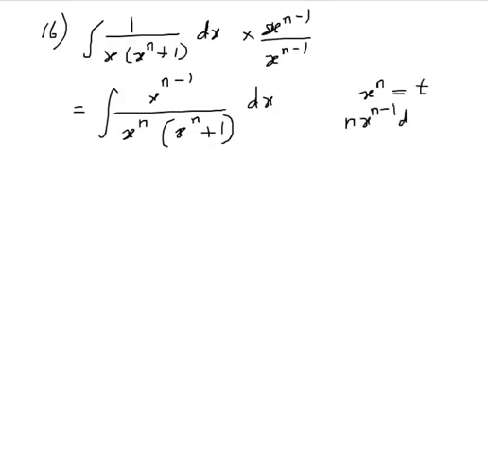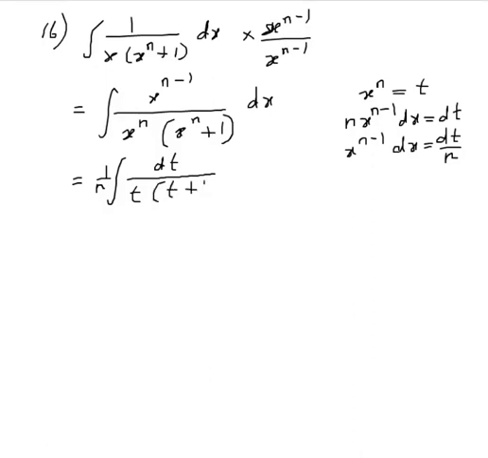Differentiate both sides. x power n minus 1 dx becomes dt by n. Therefore, the numerator is dt divided by n. n is a constant, let us write it outside. The denominator becomes t into t plus 1.